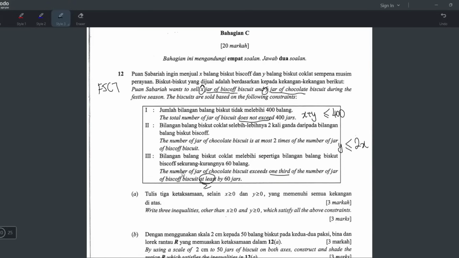So let's read one more time. Number of jar of chocolate exceeds 1/3 of the number of jar of Biscoff by at least 60. It means the chocolate biscuit has to be bigger. Chocolate has to exceed 1/3 of the Biscoff by at least 60. So number of chocolate will be Y. And if you want to find the difference, you minus with the 1/3x. Because they say 1/3. And the difference is at least 60. So bigger equals 60. Okay, this is how I will do it.